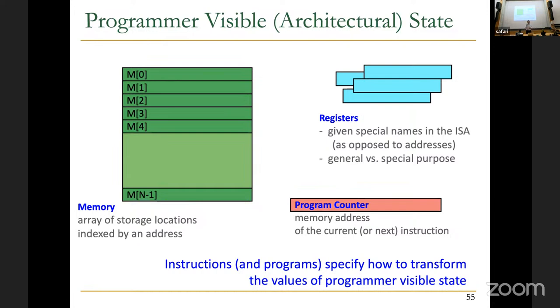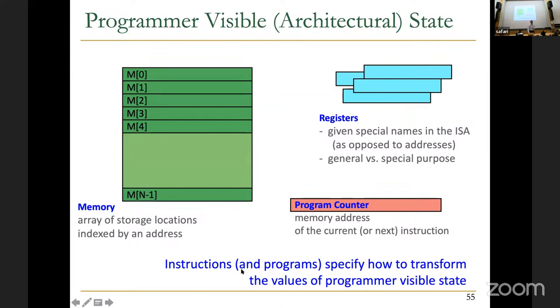We're going to talk about general purpose registers that almost every programmer deals with. And then there's a memory, of course, right? This is an array of storage locations indexed by an address. So essentially, registers are a very special form of memory. It's fast, small, and it's directly manipulated by the programmer using a different address space. So there's the memory address space, and then there's another address space for registers. It's called the register address space.